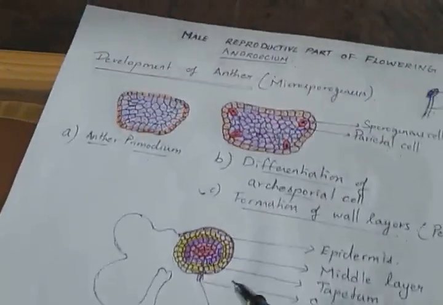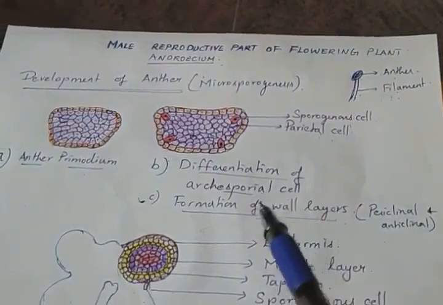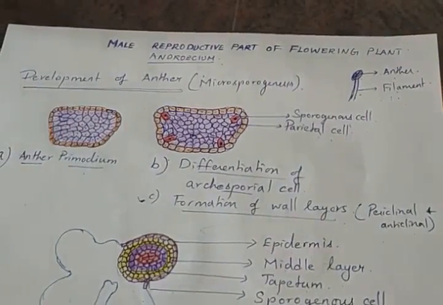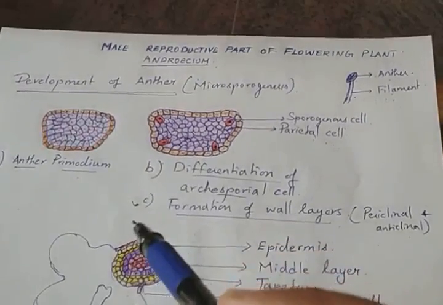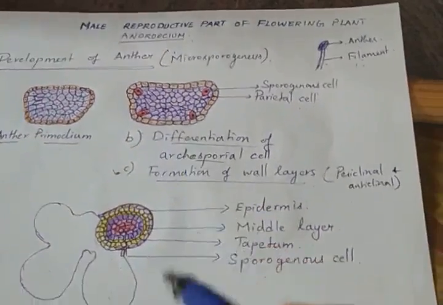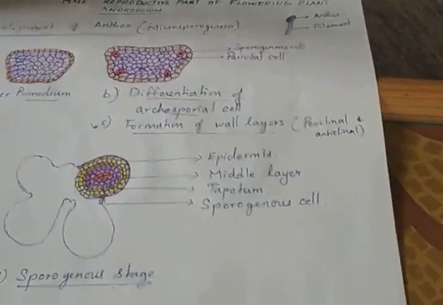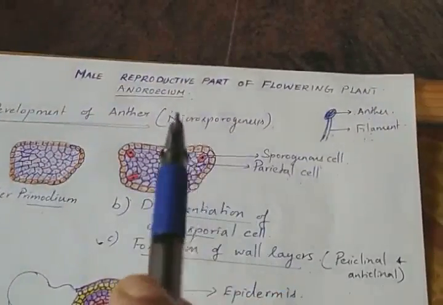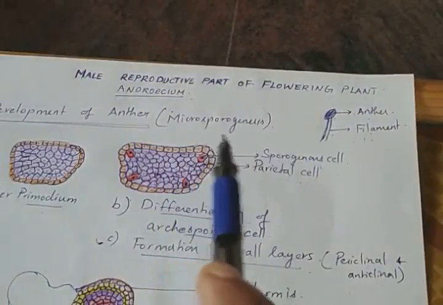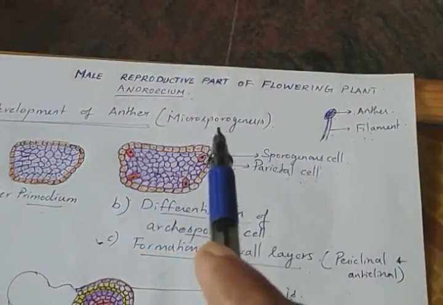So in this video we have seen how the anther develops from the primordium in a plant. This process of development of the anther and formation of microspores, the entire process, is called microsporogenesis.